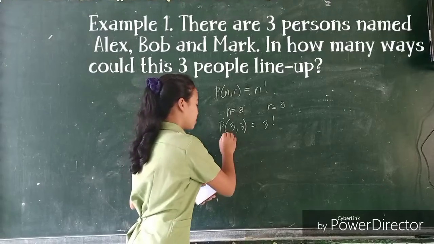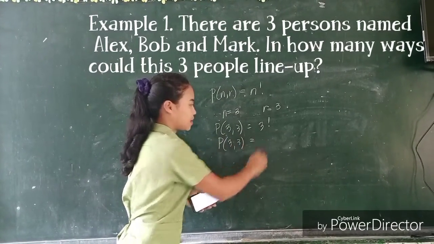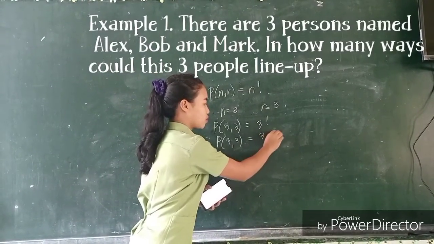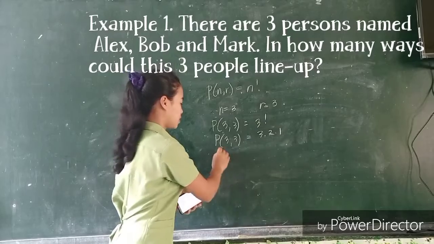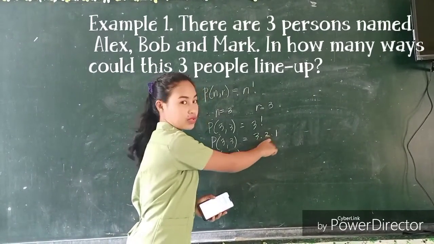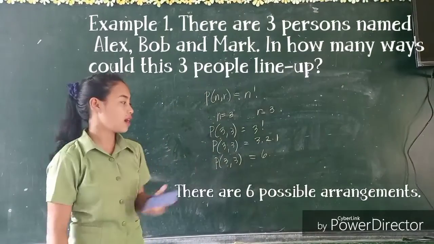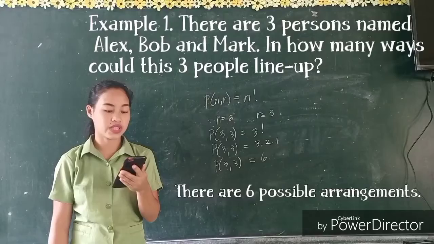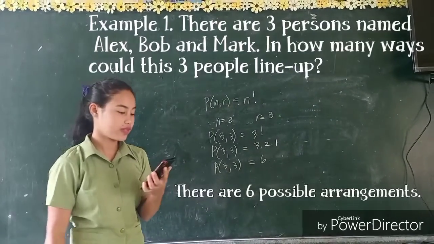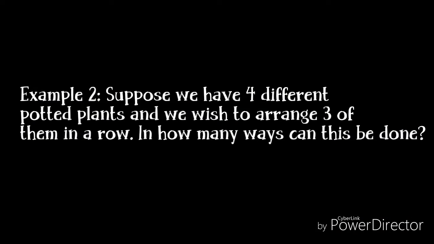Permutation of 3 objects taken 3 at a time is equal to 3 times 2 times 1. Let's now multiply: 3 times 2 times 1 is equal to 6. So there are 6 possible ways the 3 persons named Alex, Bob, and Mark could line up. Let's have another example.